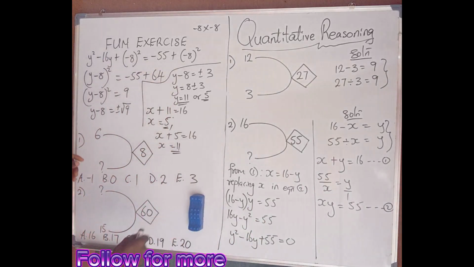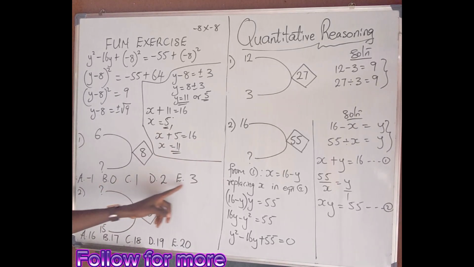So let's have this fun exercise to catch here. For number 1, we have 6, we have a question mark, and here is 8. The options are minus 1, 0, 1, 2, 3. Then for number 2, we have this to find. Here is 15, here is 60. The options are 16, 17, 18, 19, and 20.